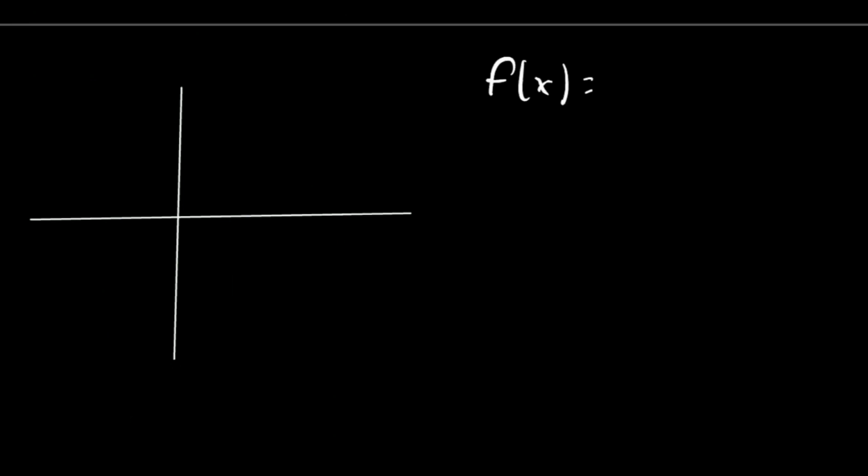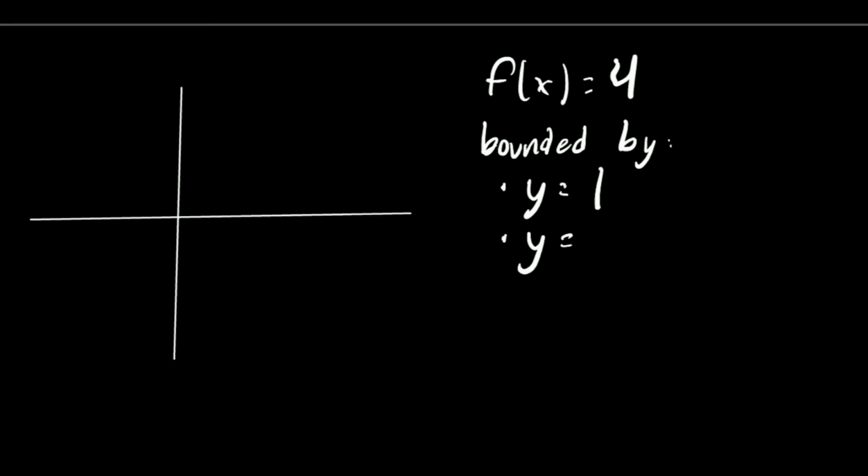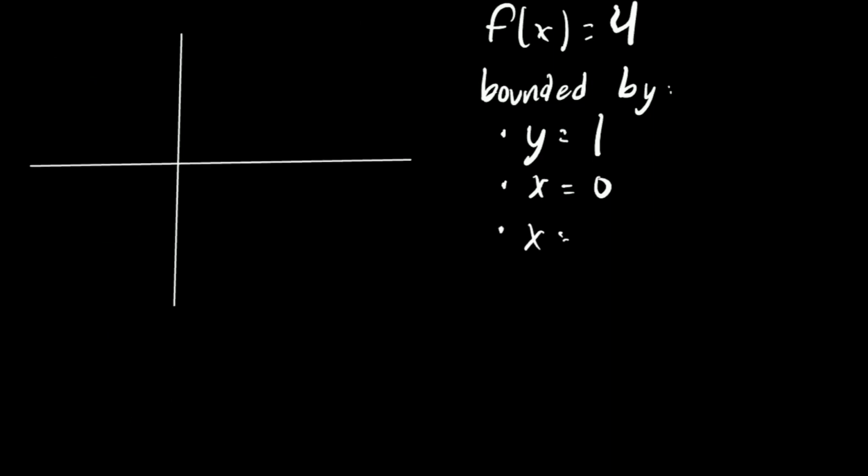But okay, we're going to switch things up, and I'm going to give you a more complicated problem. It's not going to look as complicated, or maybe it will. Let's get some straight lines up in here. So we'll have f of x equals, we'll do 4 again. And this is going to be bounded by the following functions: y equals 1, x equals 0, so the y-axis, and x equals 4.